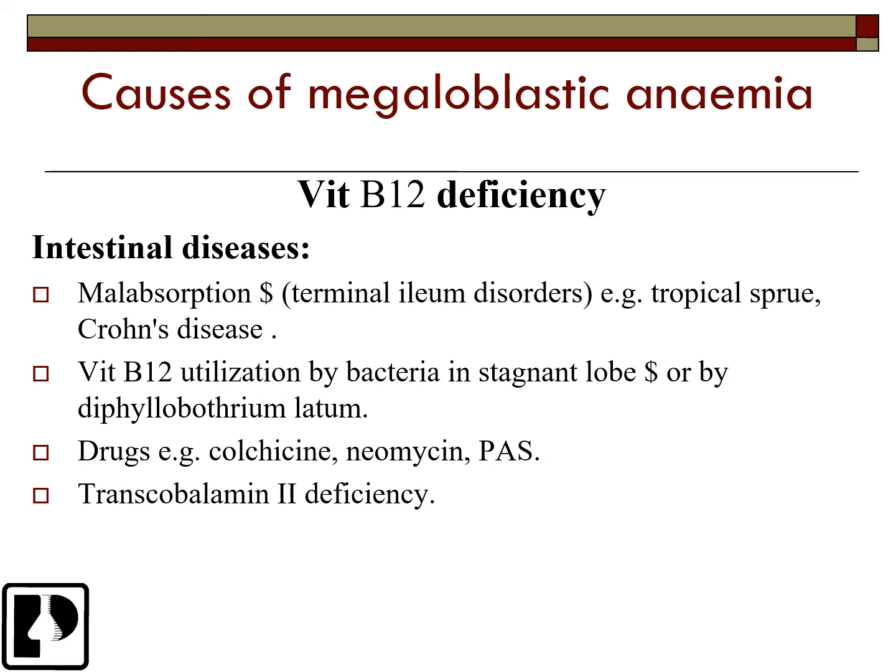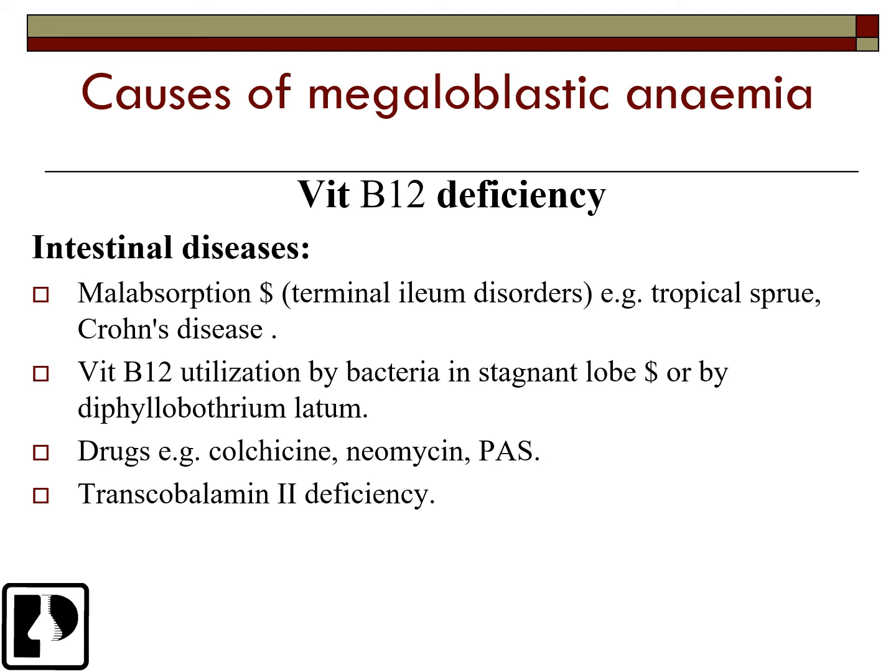Also, the causes include intestinal disease, for example malabsorption and terminal ileum disorders, with diseases like tropical sprue and Crohn's disease. Crohn's disease is an autoimmune disease causing inflammation of the intestine and making absorption difficult. Tropical sprue is an overgrowth of bacteria or infection, also making absorption difficult.